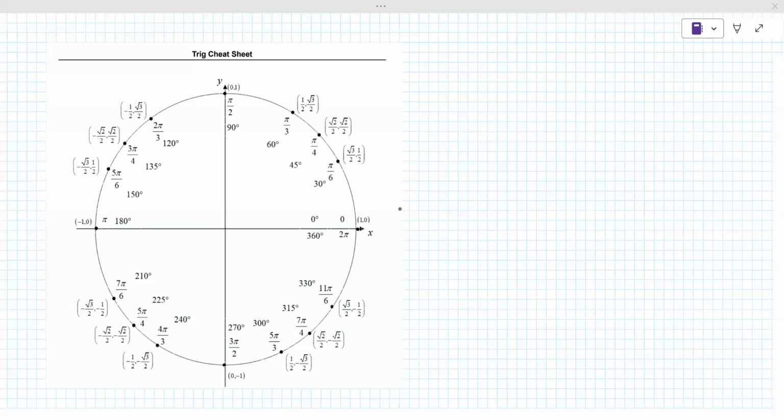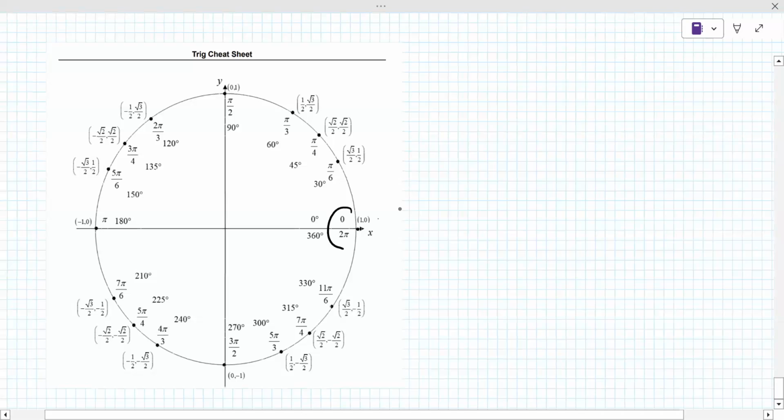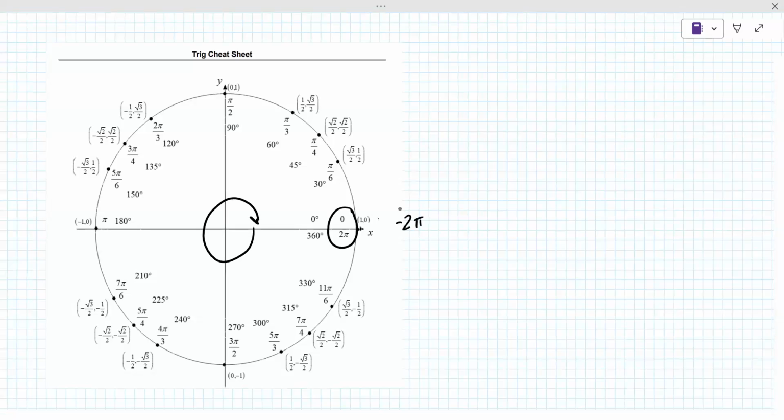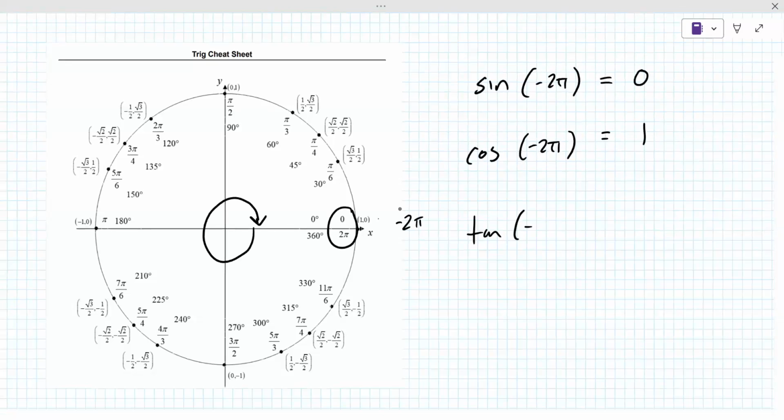Okay, so this right here is 0 and 2 pi. It's also minus 2 pi, because minus 2 pi is going the other direction all the way around. Oh, I was looking at the left, my bad. The sine of minus 2 pi is just the y value there, which is 0. The cosine of minus 2 pi is the x value there, which is 1. The tangent of minus 2 pi is the y value over the x value, 0 divided by 1. What does that become? Do you remember?